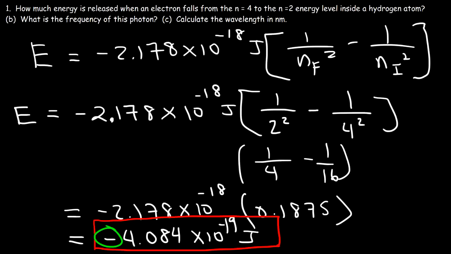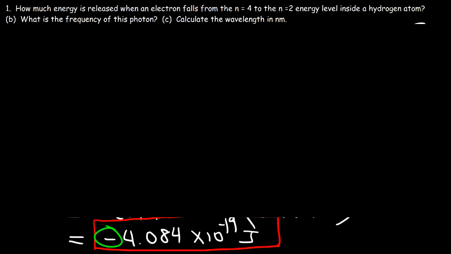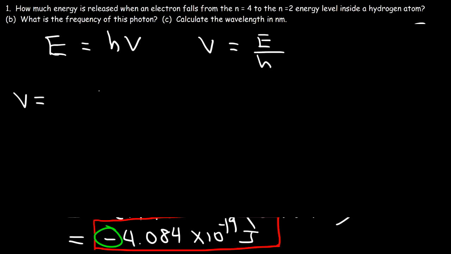Now let's move on to part B. How can we calculate the frequency now that we have the energy of the photon? If you recall from earlier videos, the energy of a photon is equal to the product of Planck's constant and the frequency of that photon. So to calculate the frequency, it's simply the energy divided by Planck's constant. So it's going to be 4.084 times 10 to the negative 19 joules. You don't need the negative sign because frequency is always positive.